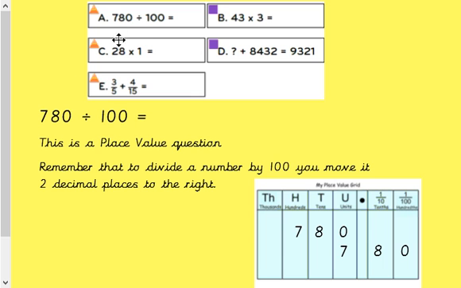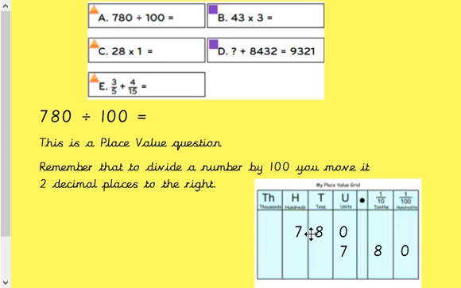Okay, next question, 780 divided by 100. Well, this is a place value question. This takes us all the way back to September, really. And we said that when we were thinking about this in September, that when you divide a number by 100, you have to move it 2 decimal places to the right. Now, if you remember back to our teaching at the beginning of the year, we know it's 2 places just simply by looking at the number. There are 2 zeros, therefore we move the number 2 places to the right.